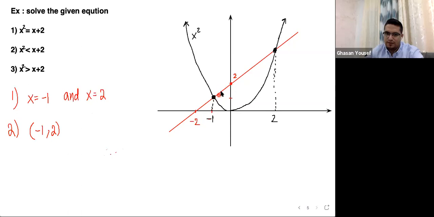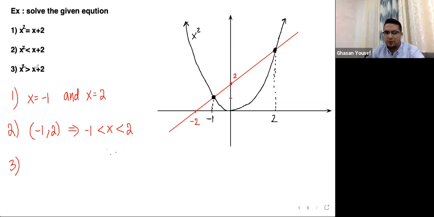Look, the red line will be above the black curve starting from this point. Then the black parabola will be above the red line, and here the same thing, the parabola will be above the red line. For the third one, who will do the third one? Correct, Rashid. -1 to 2. This is correct. Or you can write it as x between -1 and 2, as we learned in intervals.